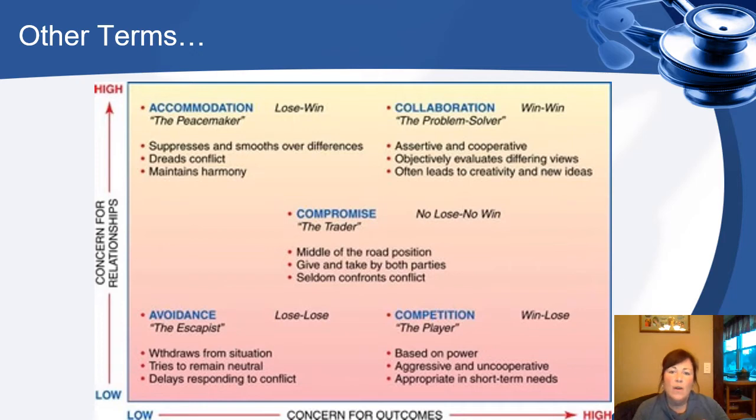One of the better ones, one that has a high concern for relationships and a high concern for outcomes, is the collaborator, the problem solver. They're assertive, not aggressive, but assertive and cooperative. They objectively evaluate different views, and this can lead to creativity and new ideas.